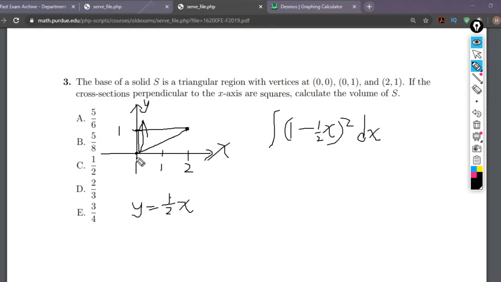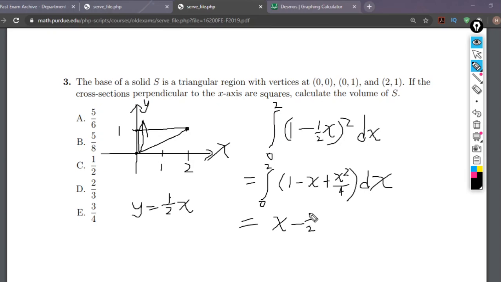And now we look at the bounds. It's x from 0 to 2. Add it here. And now we can simplify this into the integral from 0 to 2 of 1 minus x plus x squared over 4 dx. And now we can just integrate this one by one. The integral of 1 is x. The integral of x is half x squared. And this would be x to the third over 12. All of these will be evaluated from 0 to 2.